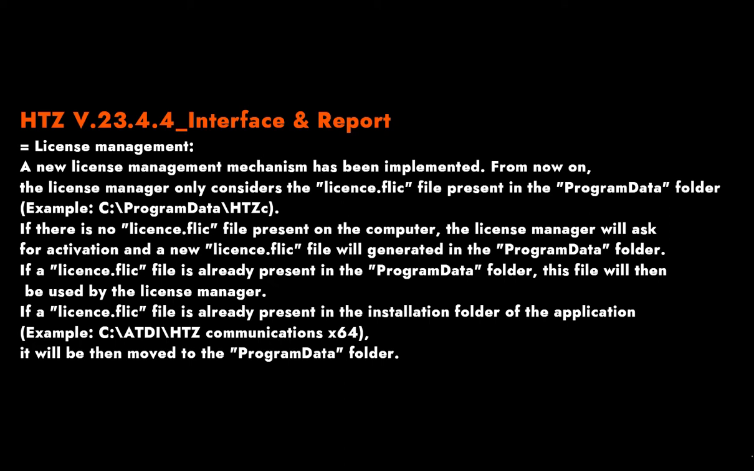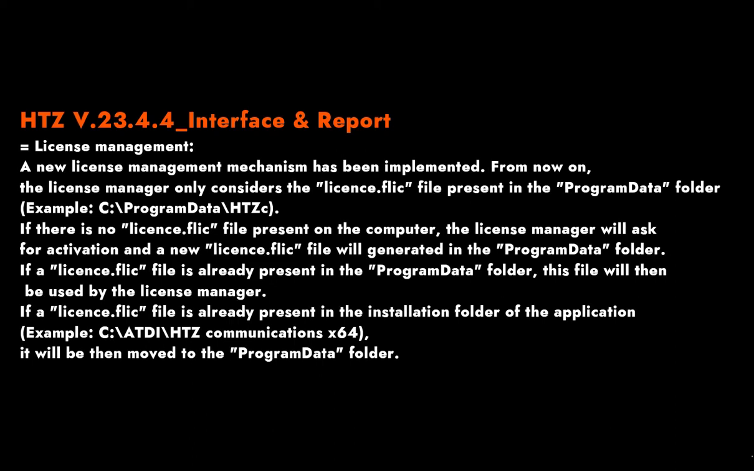So from now on, the license files from the next release, this is not the case for the current release in CRM, but for the next release, the license will be managed from the program data folder. This is generally an open folder where applications, not only HTZ, but other applications, will store some temporary files or configuration files. So there is no problem to add or remove files from there. So the license file, either for standalone licenses or network licenses, will be stored in the program data folder.